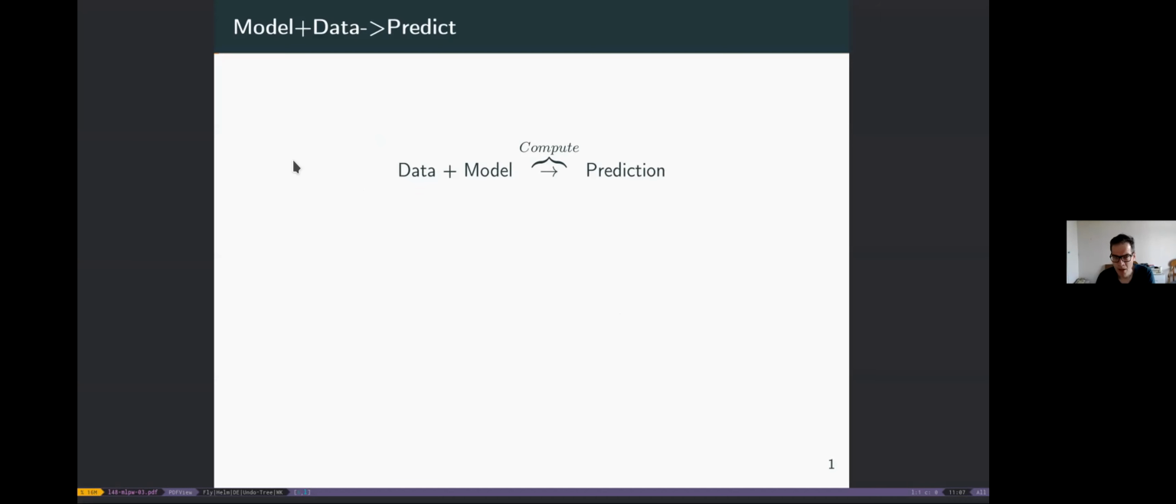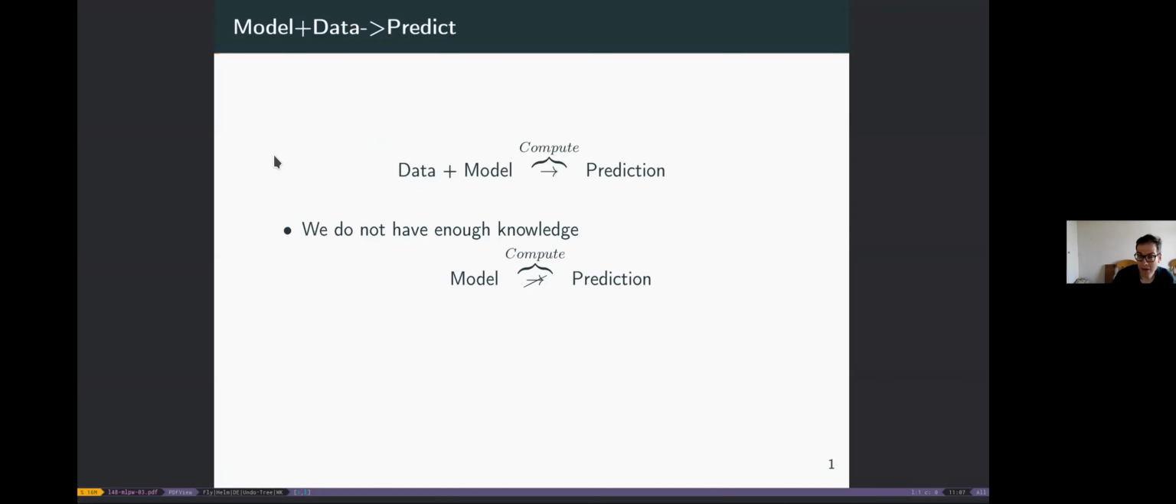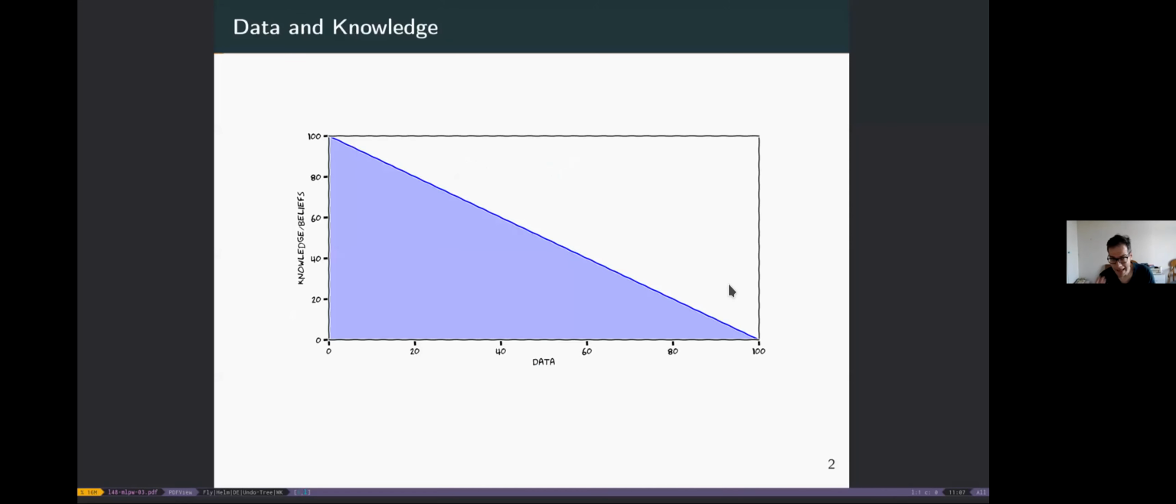Now the machine learning scenario is the one where we don't have enough knowledge. So I can't just take my model and my beliefs about the world, and that leads to prediction. That's not sufficient. It's an ill-posed problem. Neither do we have enough data. We need our beliefs as well. So I used this graph here, this Pareto front, to basically explain this.